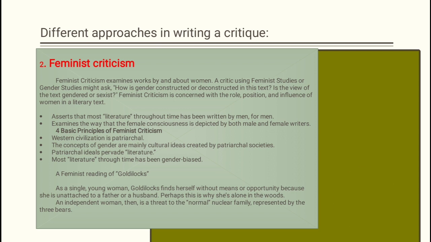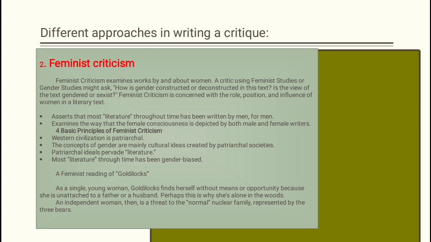That is why, class, we have read some of the texts wherein women are the characters, and they are not just characters but strong characters. It asserts that most literature throughout time has been written by men for men. It examines the way female consciousness is depicted by both male and female writers.